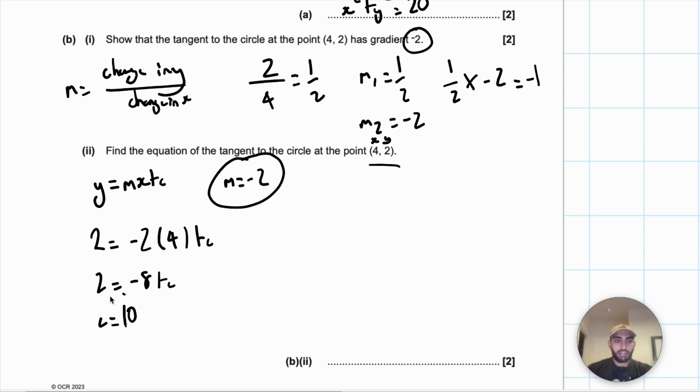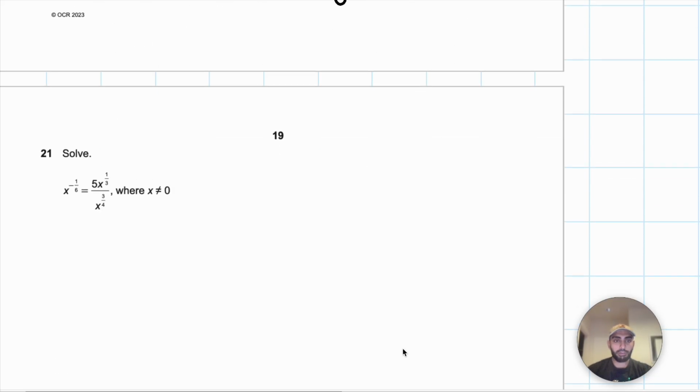I know my gradient and I know my y-intercept, so I can write the final equation. I substitute both of those values into here. So y is equal to negative 2x plus 10. You could write it as 10 minus 2x, both would be fine.